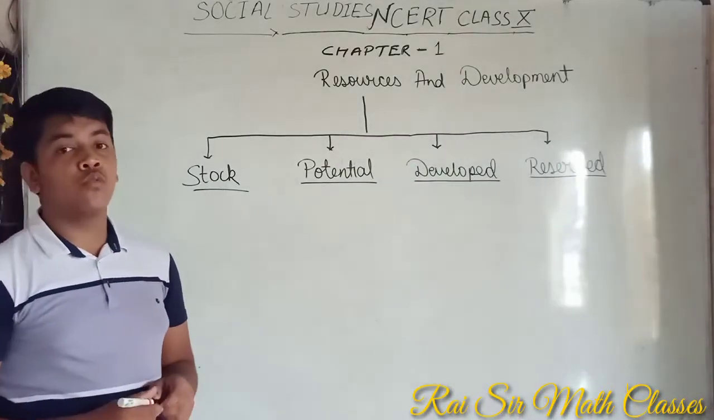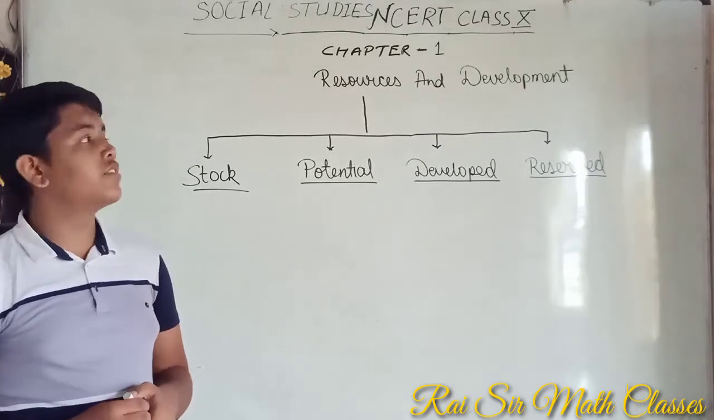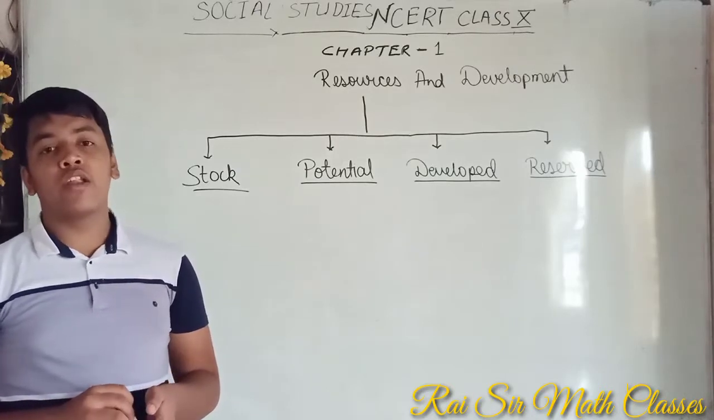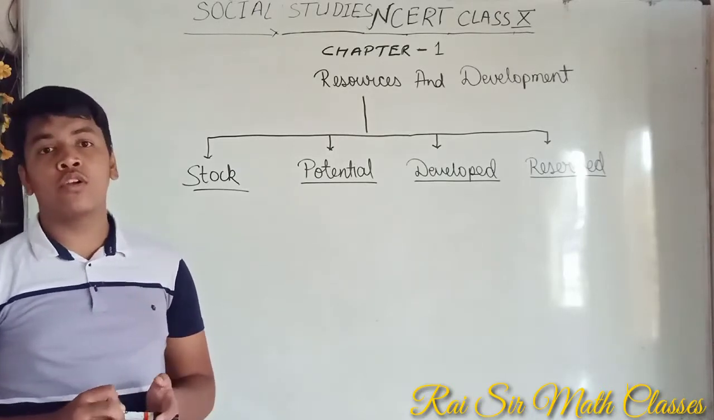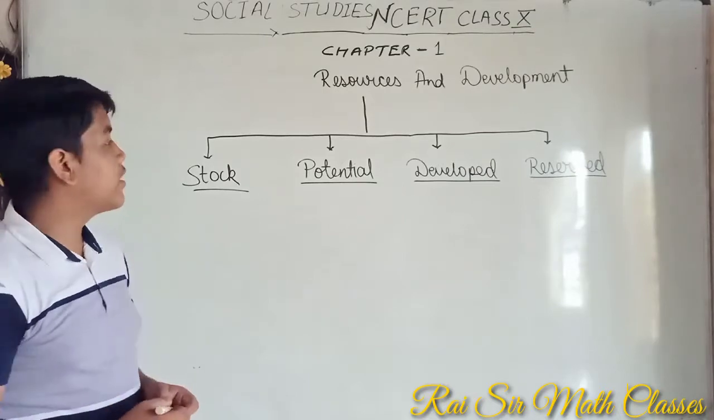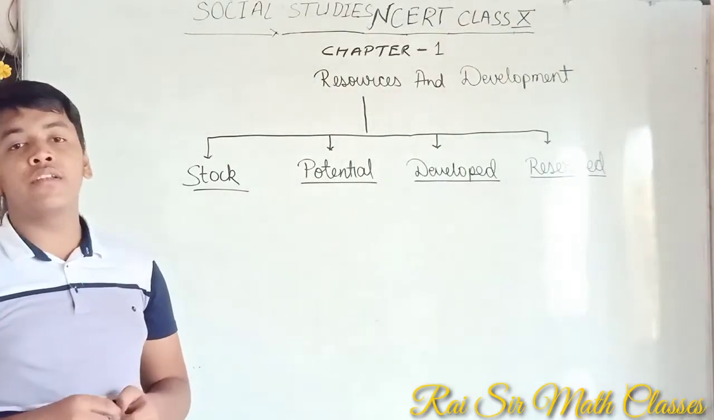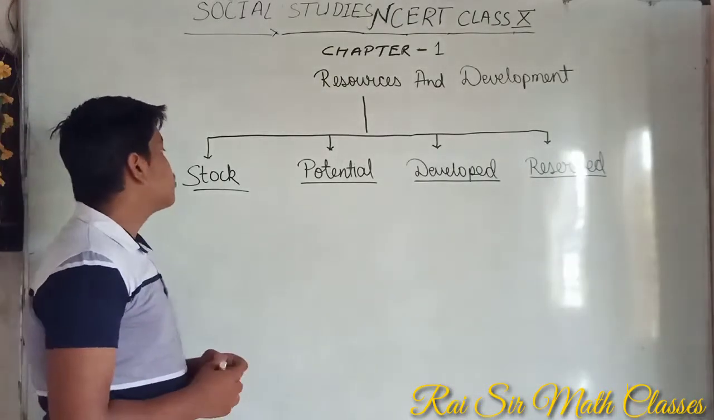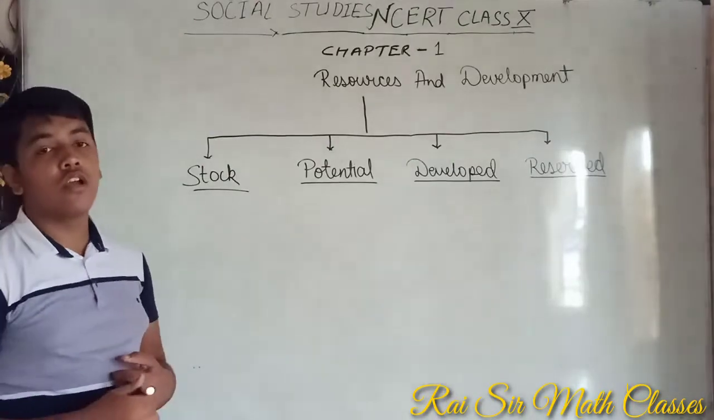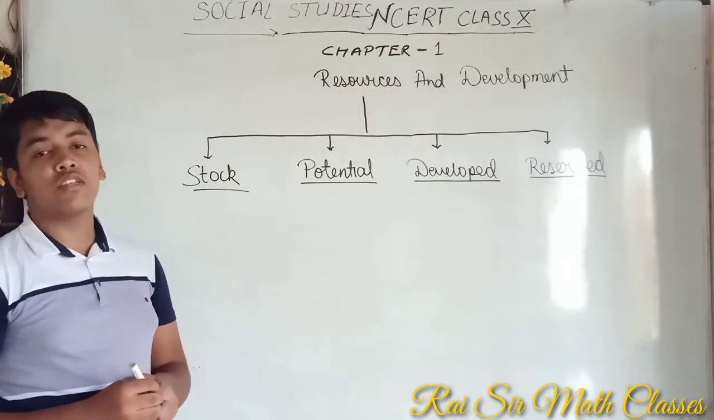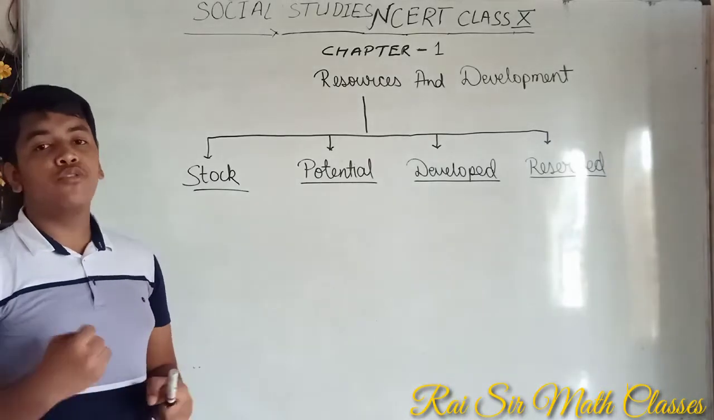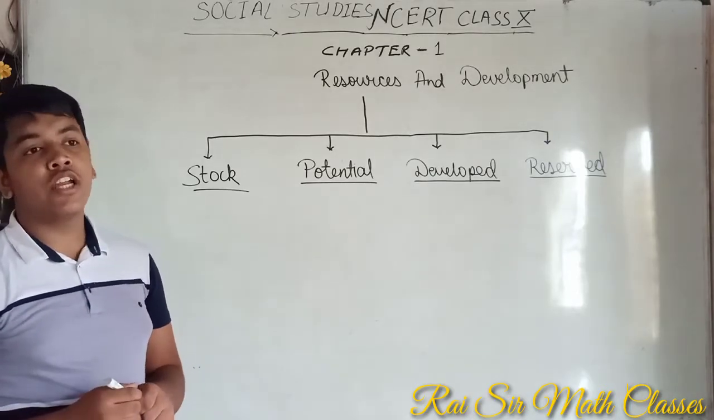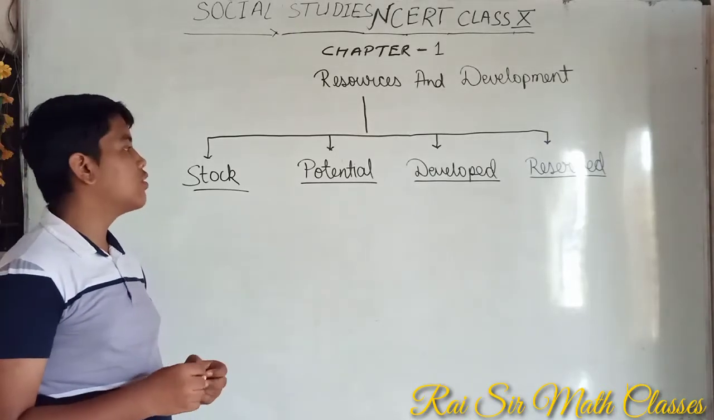Now we are going to learn more about resources on the last basis, the status of development. It means the resources which are known and used, or not known but can be used, etc. So we have four main kinds of resources on the basis of status of development. The first one is stock resources. Stock resources are the resources which are able to satisfy human needs but are not used because of the lack of proper technology and knowledge about how to use them.